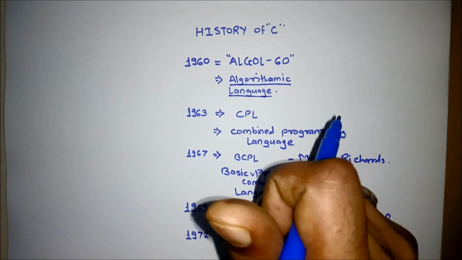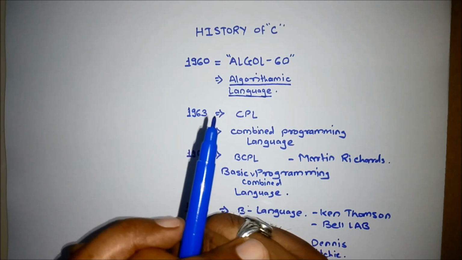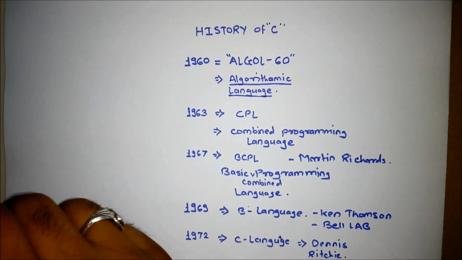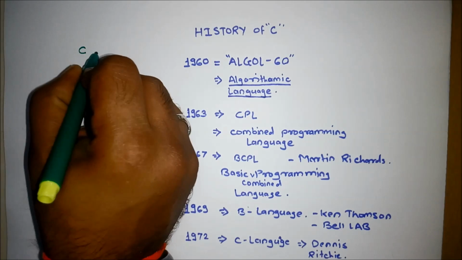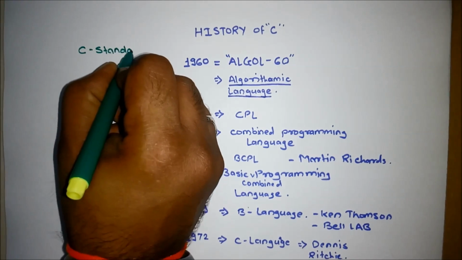Now I will move to the C standards. C has standards like ANSI C, C89, C99, etc. Okay, I will write down here C standards.